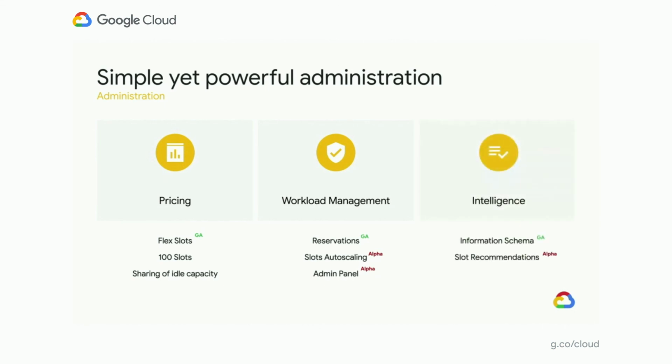And finally, intelligence: higher level data and logic that we'll provide to you that will help you drive your decision making. Information Schema is a project that will have a series of views that will enable you to get data, and slot recommendations, just our first step in this advanced intelligence that will tell you exactly what's going on in the environment and will recommend further action to you.